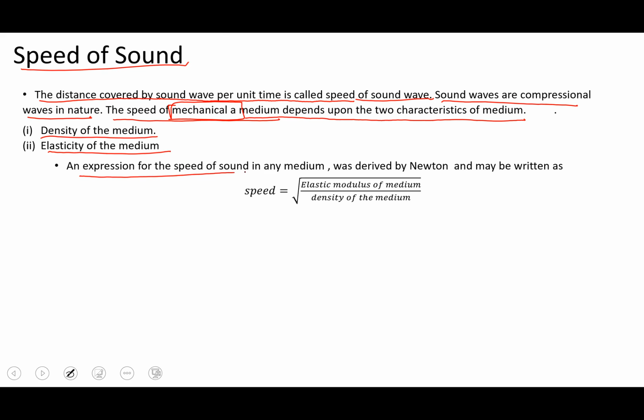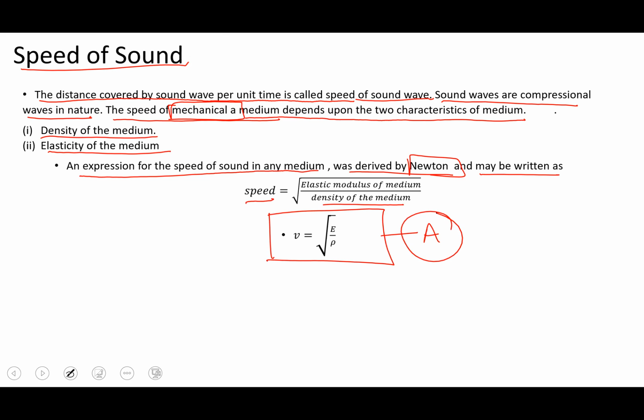The expression for the speed of sound in any medium was given by Newton and can be written as: speed is equal to the square root of the elasticity modulus of the medium divided by the density of the medium. We can write it in symbolic form as V = √(E/ρ). Let's call this equation A. We have to remember equation A because it has to be used again and again. V = √(E/ρ), where E is the elastic modulus and ρ is the density.